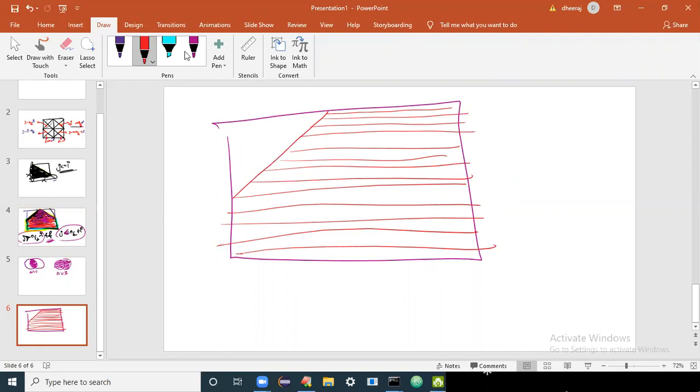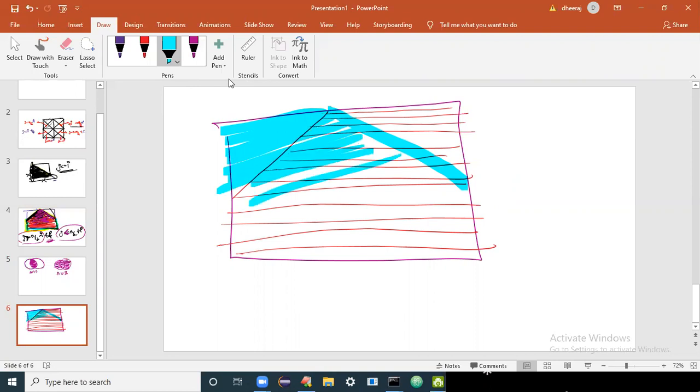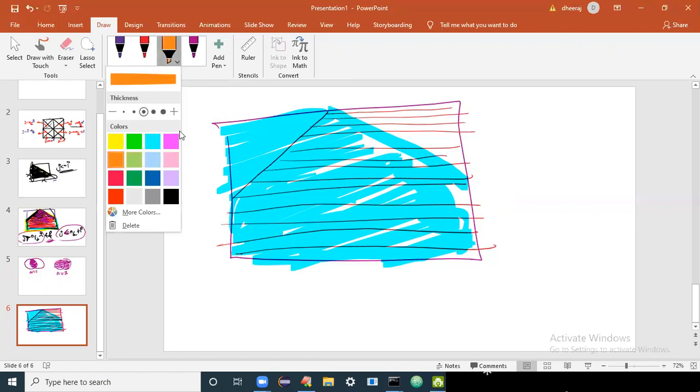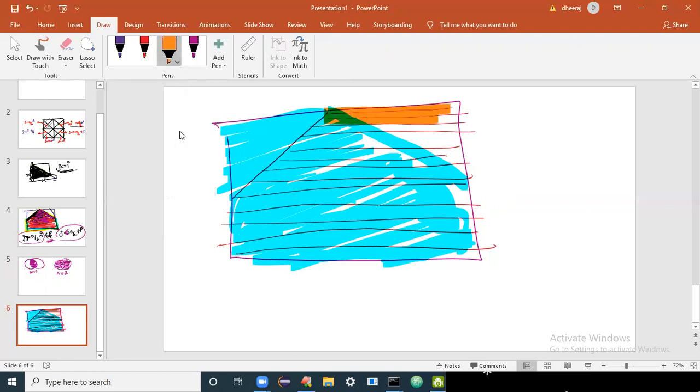Now I have told one more thing, that if there is one more line equation, from the left side of the line you shade. So it will shade the left side of the line like this. Now if I do this, in this color, I'll tell that from this line, right side you shade. So it is shading on the right side only.